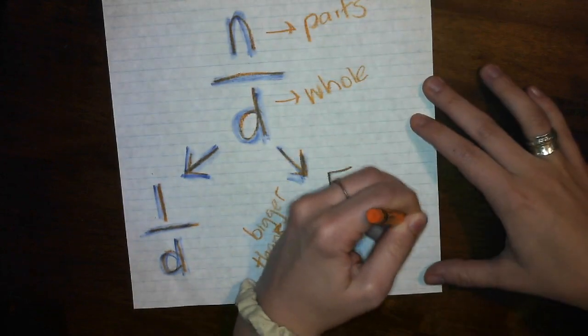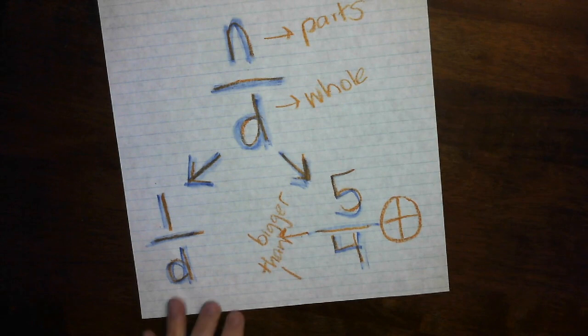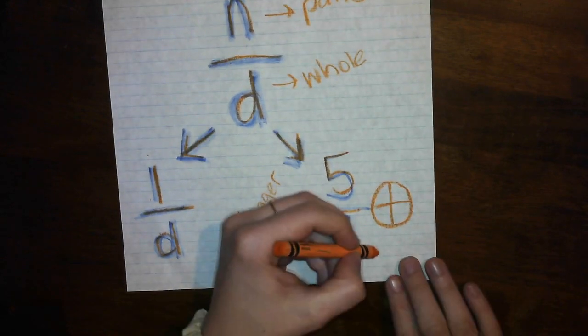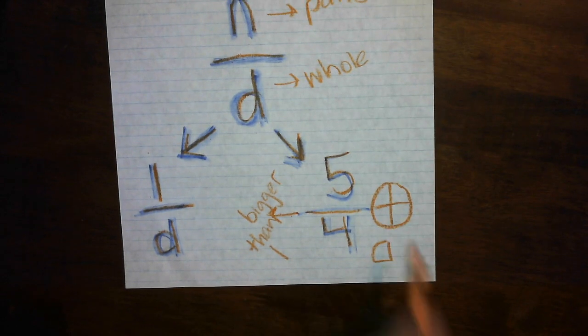So if I have a pizza cut into 4 slices and I have 5 slices, that means that I have an extra fourth. So I have more than 1 whole pizza. Okay? Let's start working with this just a little bit.